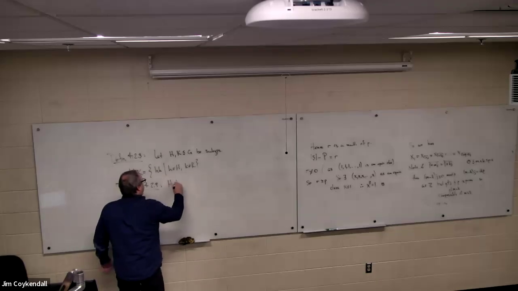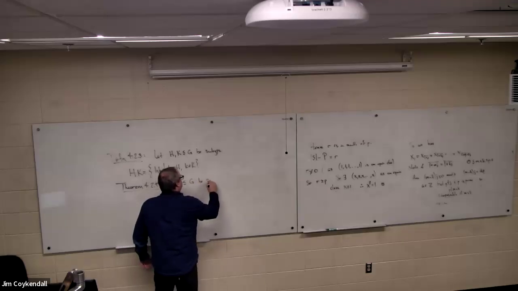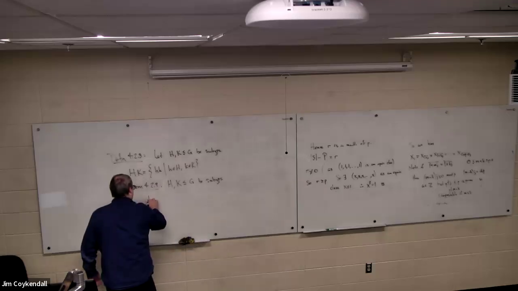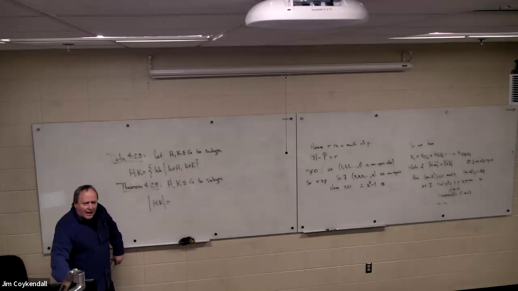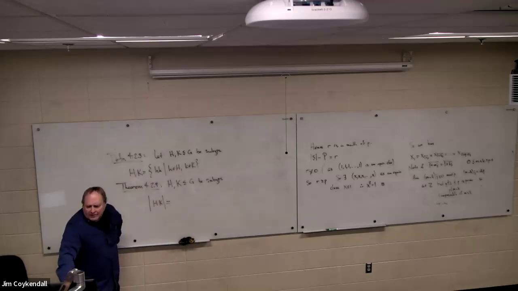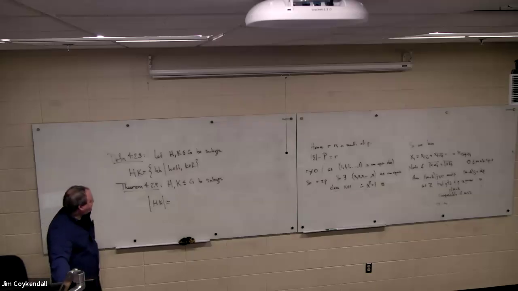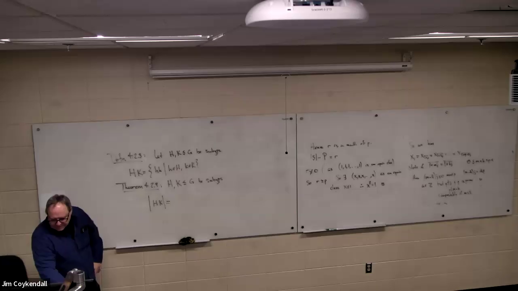Let H and K be subgroups of G. I want to count the number of elements in HK, this set right here. Any ideas what the answer should be here? Anybody want to take a stab at it?